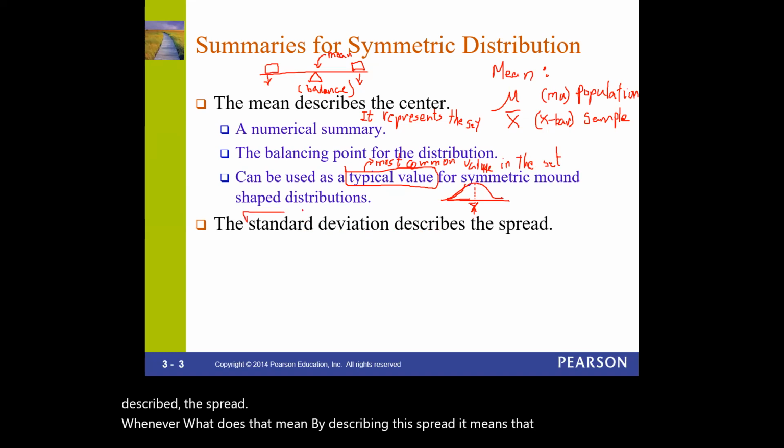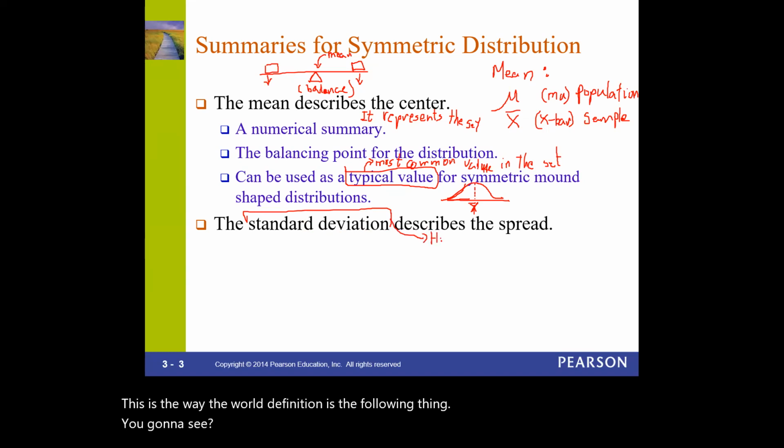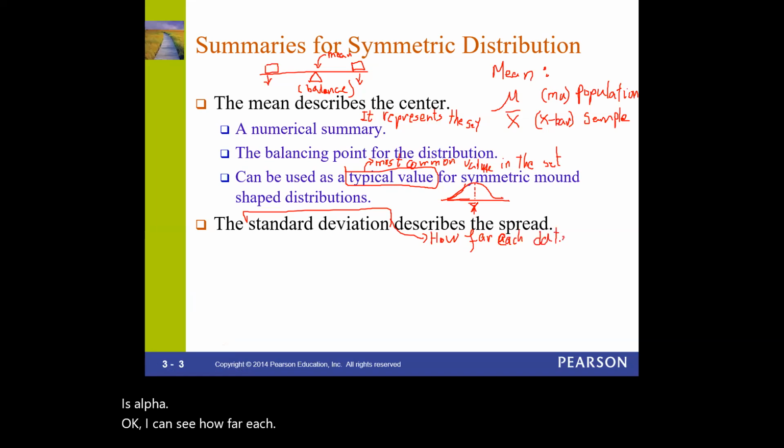It means that a standard deviation, in fact, this is the whole definition, is how far each data value, that's a V right here, falls away from the mean. So it's an average distance from each value to the mean.